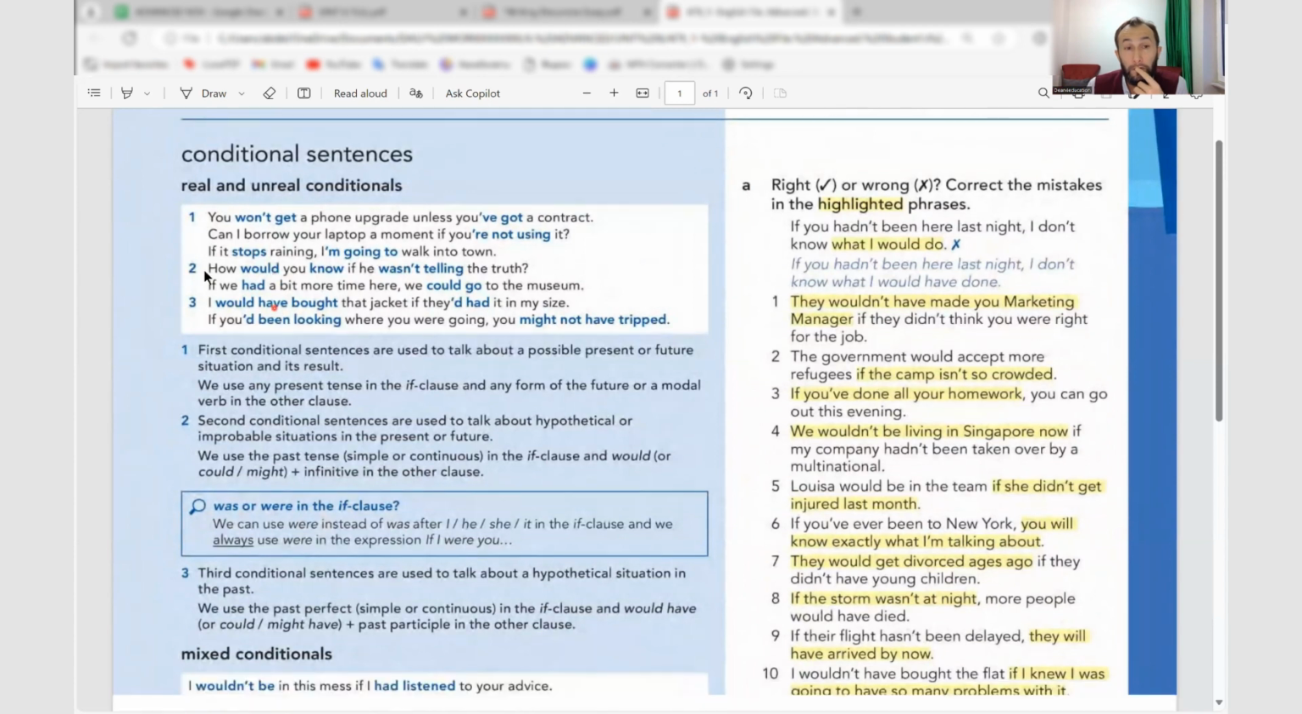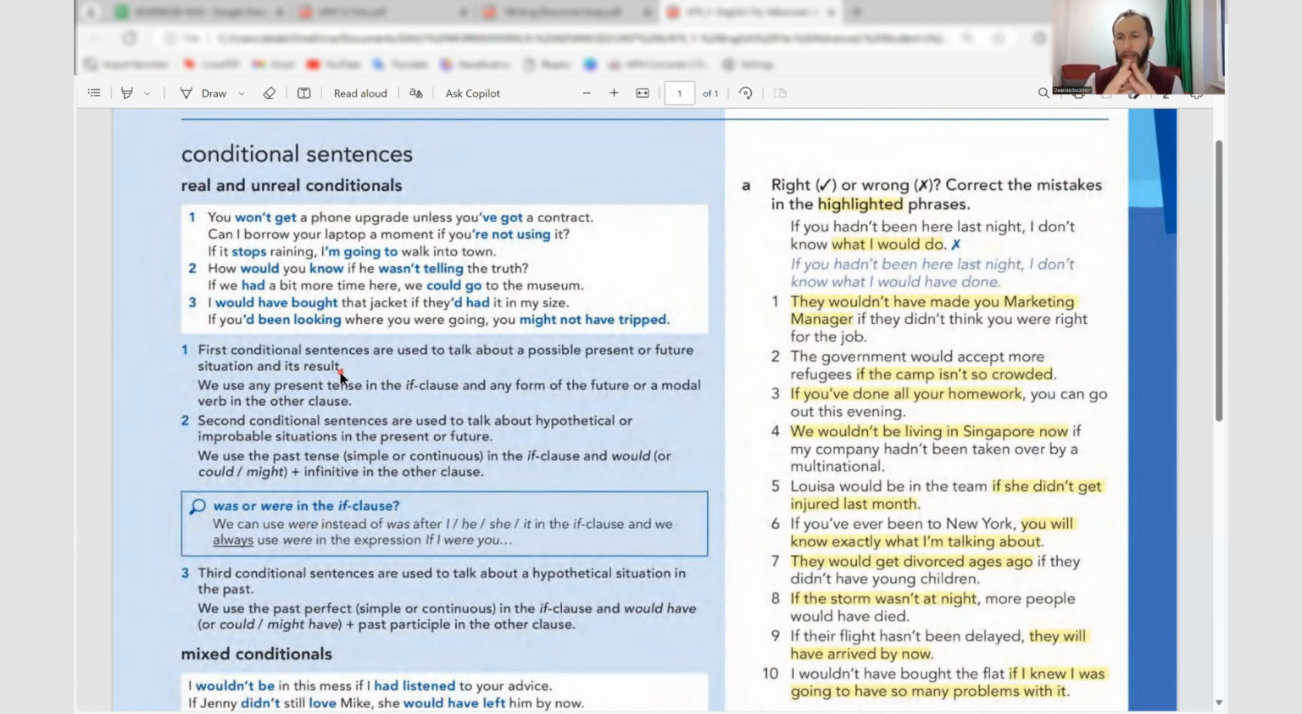So we got 3 points, and then we got here 3 examples and 3 points. The first point, they're talking about first conditional sentences. First conditional sentences are used to talk about a possible present or future situation or its result. So future possibility, like when we in level 4, level 3, we start teaching first conditional. We say future possibility. So first conditional is future possibility.